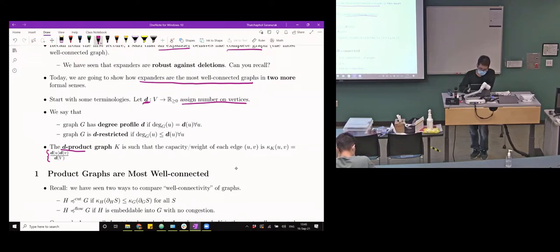You have seen this graph already actually. If you have nodes u and v, then the edge weight is just D(u) times D(v), scaled down by the sum of D over everything.